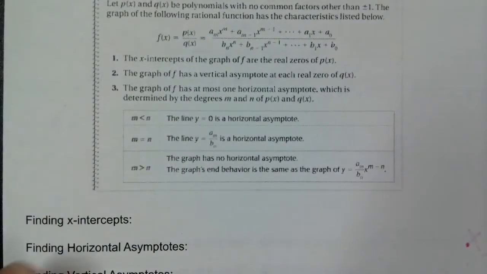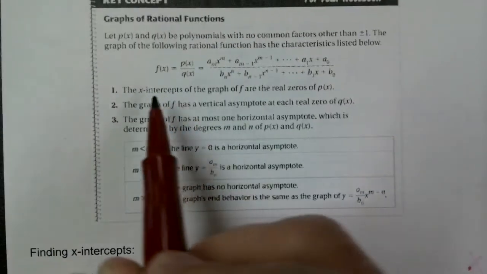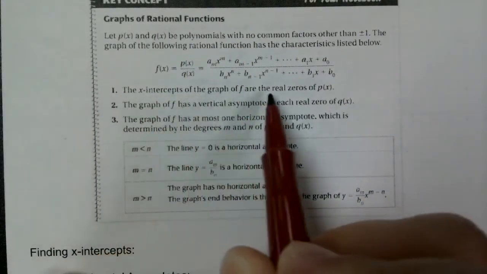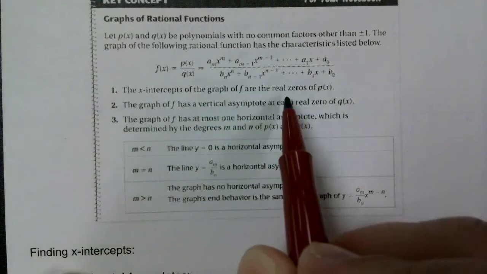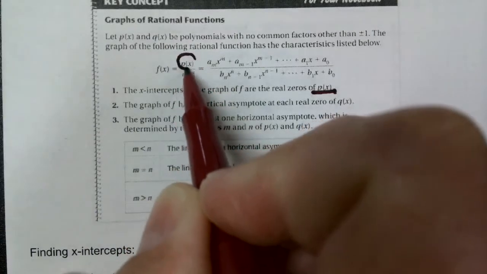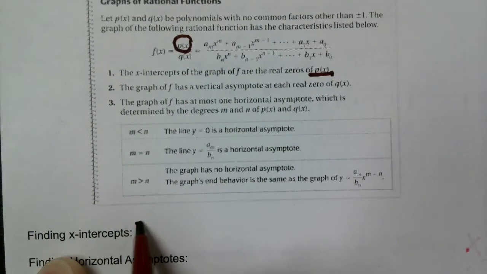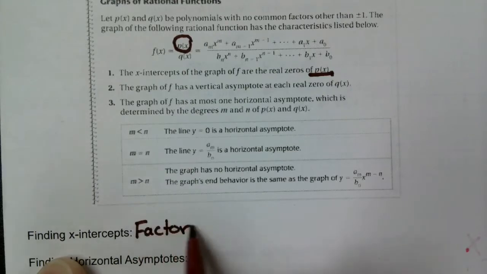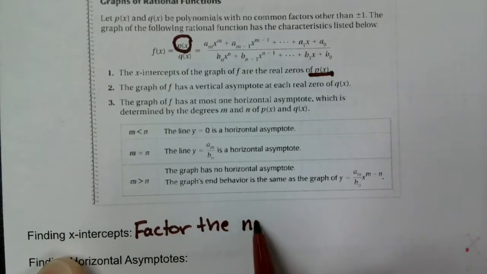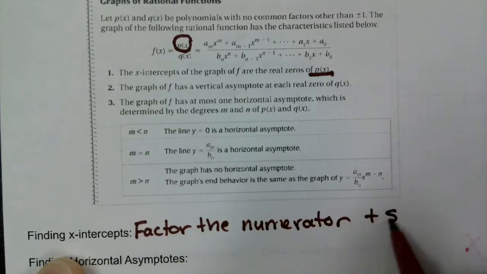We have to look at our intercepts, our x-intercepts. For the x-intercepts, we're going to factor the zeros of p of x. P of x is just a fancy way of saying the numerator. So we're going to factor the numerator and solve.